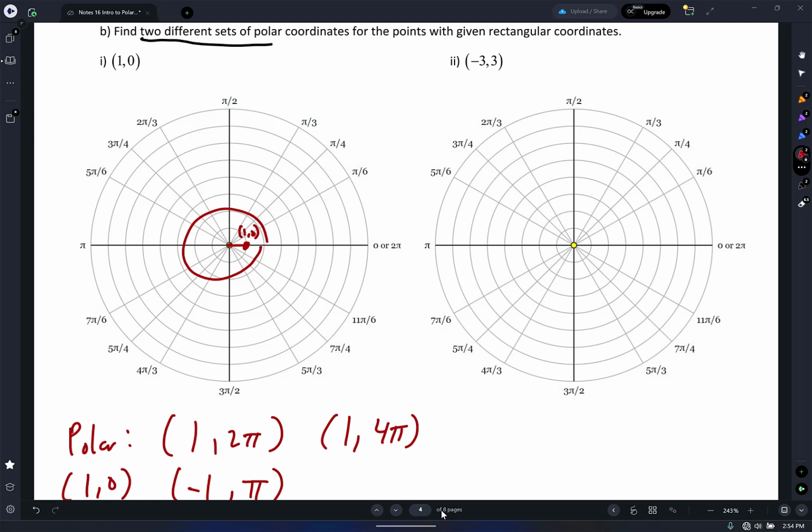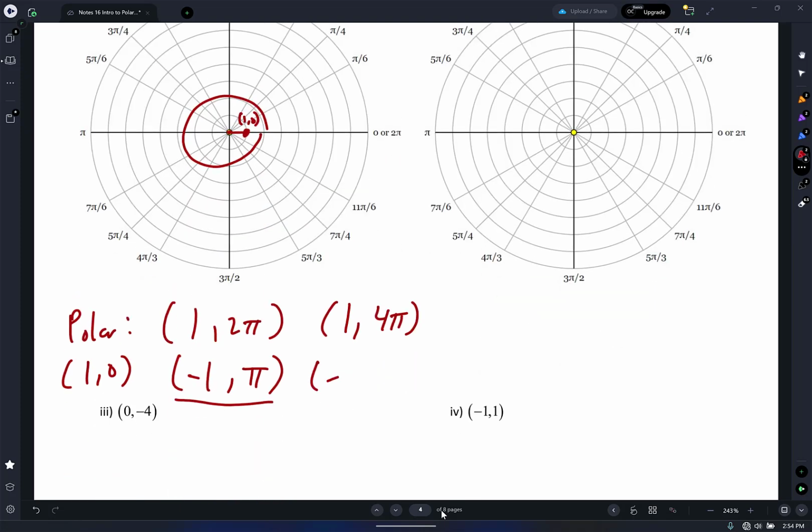Can it be anything else besides just pi? Well, it can be negative 1 comma 3 pi. It can be 5 pi, odd pi, any odd number pi. You know what I mean? As long as you're there. All right, here we go.